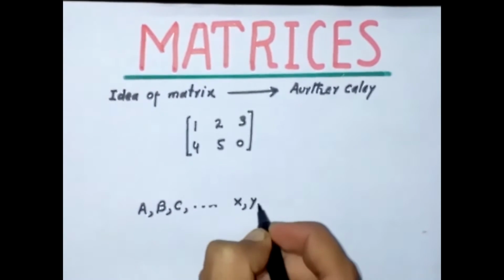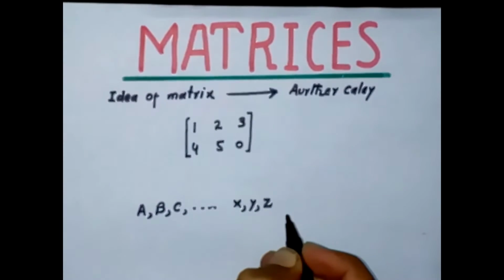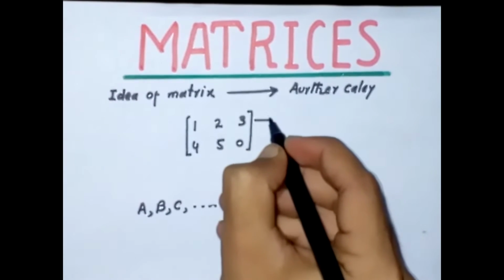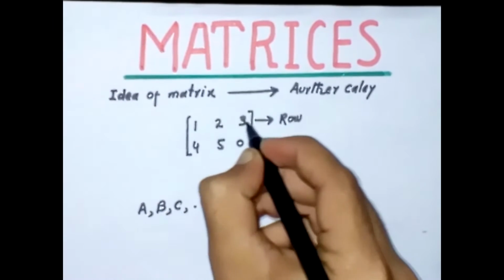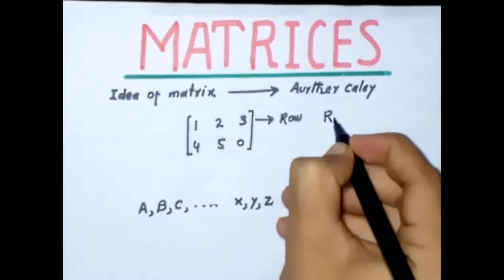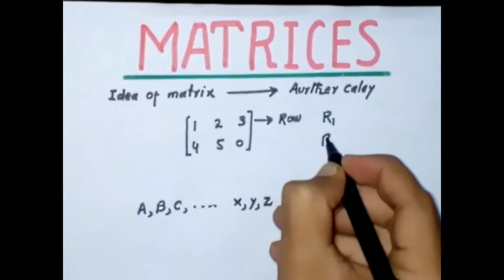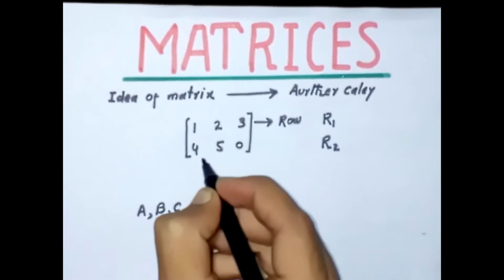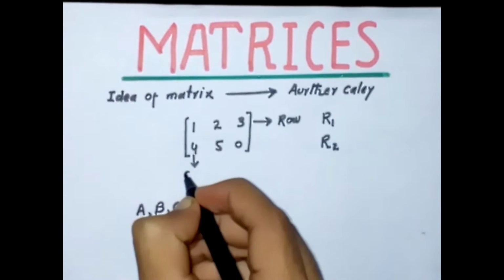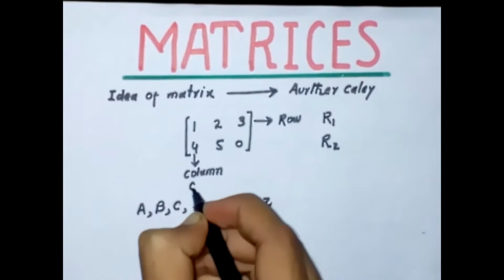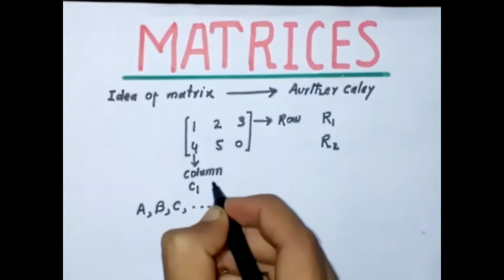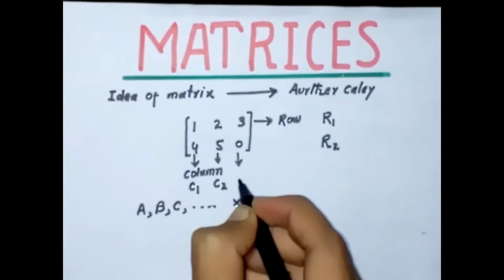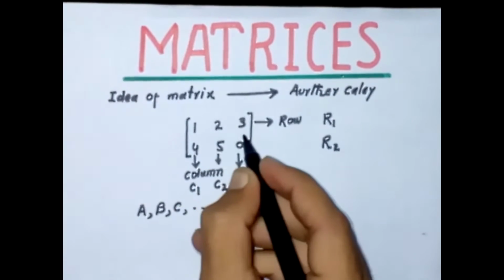X, Y, and Z. In this arrangement, the horizontal line made by the elements is called a row. This is row number 1. This is row number 2. And the vertical line made by the elements is called a column. This is column number 1. This is column number 2. This is column number 3. The arrangement is called a matrix.